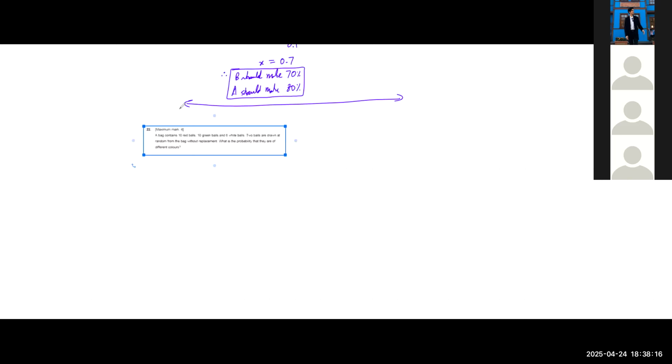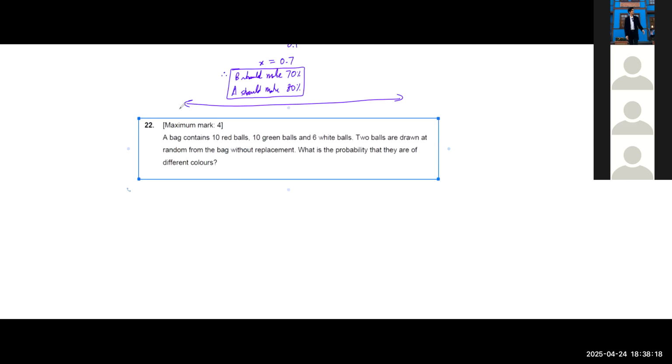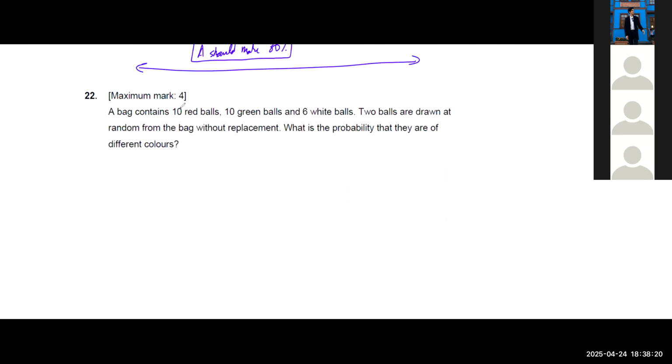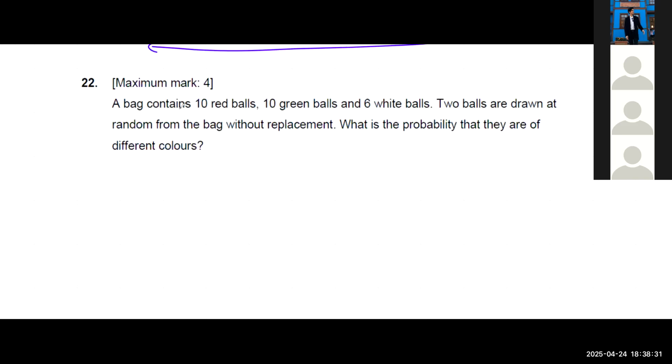So, a bag contains 10 red balls, 10 green balls, and 6 white balls. 2 balls are drawn at random without replacement. Does anybody know what that means? Oh, so the two balls would be taken out, but they won't be added again. Yeah, exactly. You don't check them and put them back. You're actually going to take it out and then it's gone.